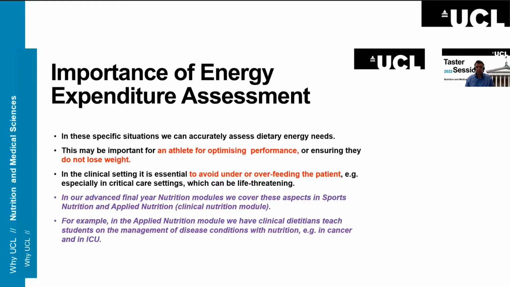And we talk about this in depth in the modules that we cover. So, for example, in our final year, third year of study, we have a specific sports nutrition module where we talk about these sorts of things, and a clinical nutrition module called applied nutrition. In the applied nutrition module, we talk about the management of these different conditions. For example, in ICU or in cancer, we have dietitians from UCL Hospital and Royal Free Hospital talking about these aspects where we need to manage these conditions by nutrition. Energy needs and needs for macronutrients such as protein become absolutely critical, so being able to assess this is essential.